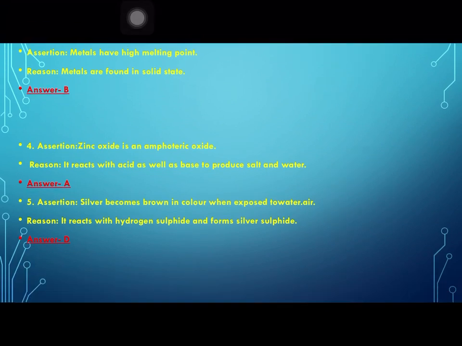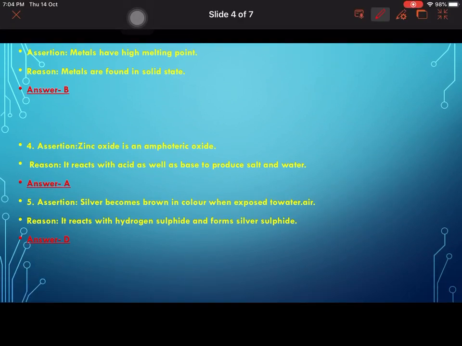Next is metals and non-metals, only 3 questions are there, and all these assertion reason questions are from the support material issued by the Directorate of Education. Metals have high melting point and metals are found in solid state. So both statements are correct, but the reason is not correct for the assertion, so the answer B will be there.